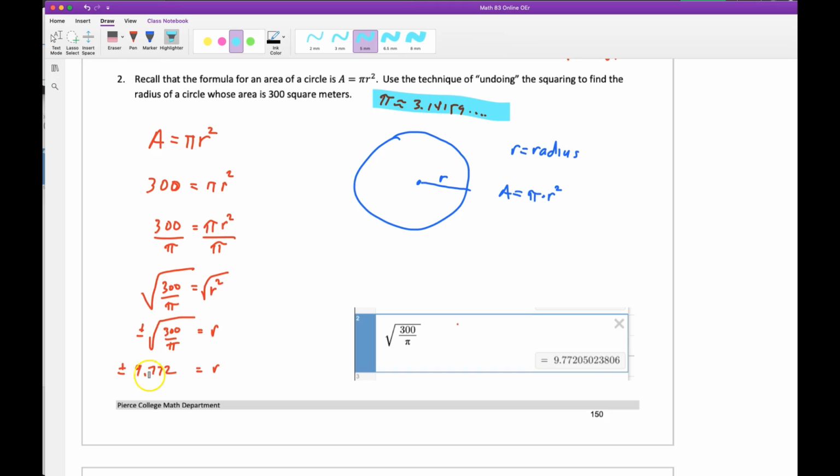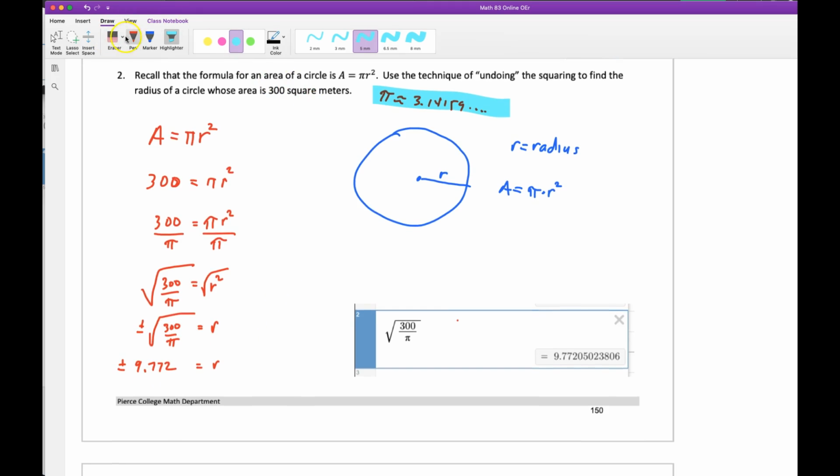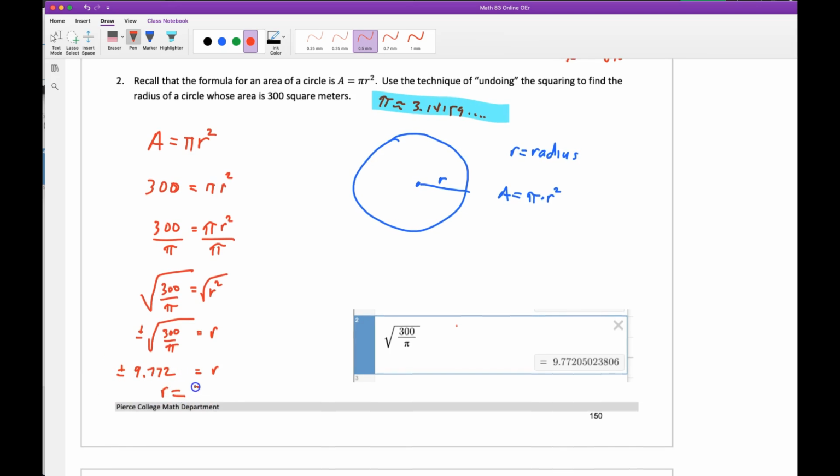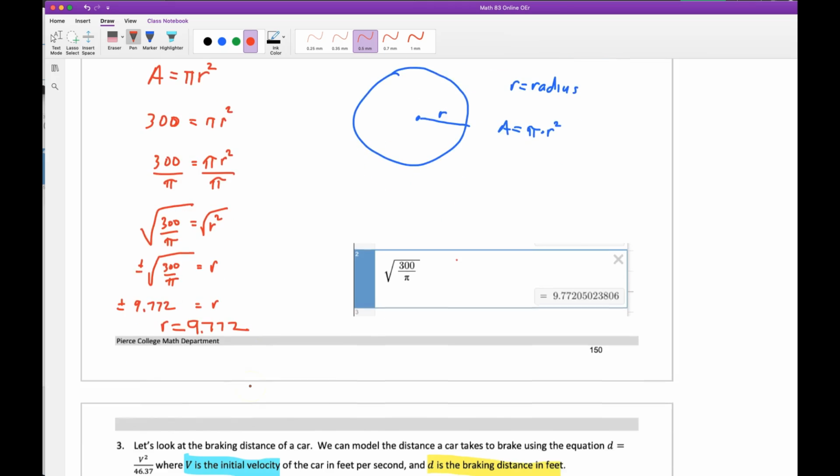And you would end up again with the plus or minus. And in this case also, remember, although there's two solutions, technically radius can't be negative, so the true solution would just be 9.772. You've got to remember the context of the problem. We're looking for the radius.